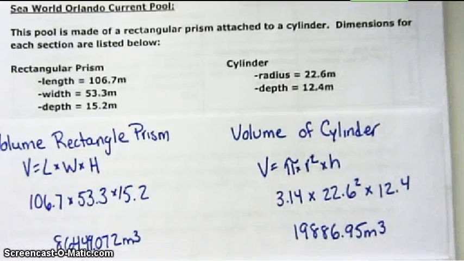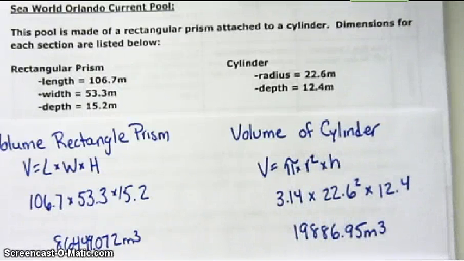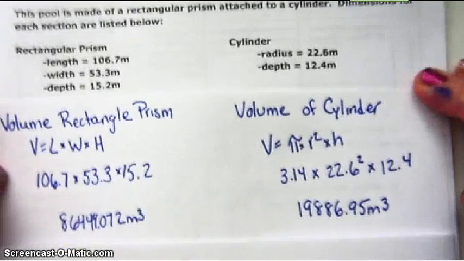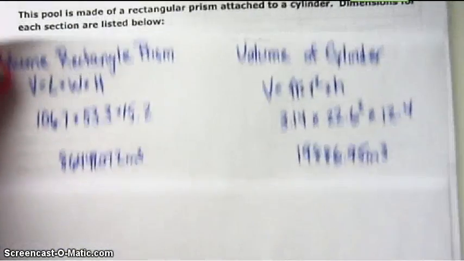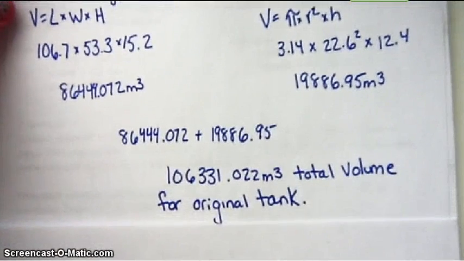This is the total amount for the rectangular prism. This is the total amount for the cylinder. That's how much room the whales have to swim in. The only problem is that these two shapes were attached to each other. So the next thing I needed to do was to add them together. And when I add them together, I get the total volume for the original tank.